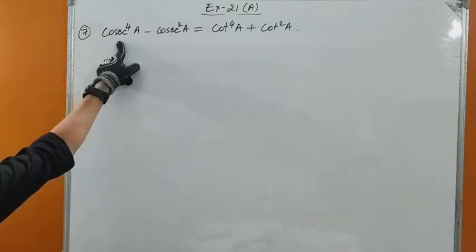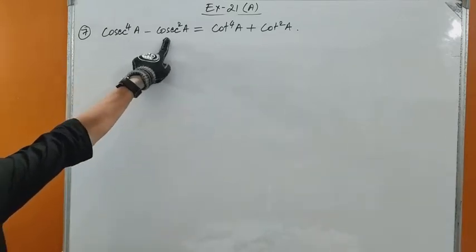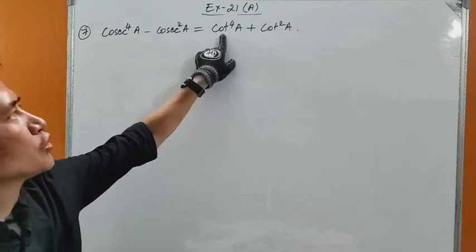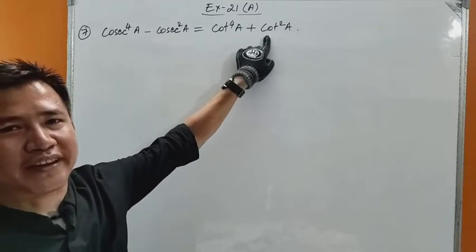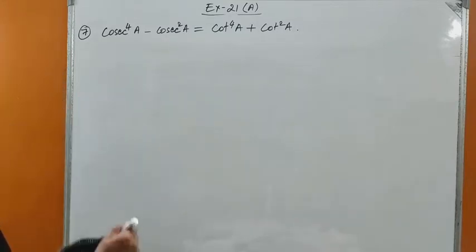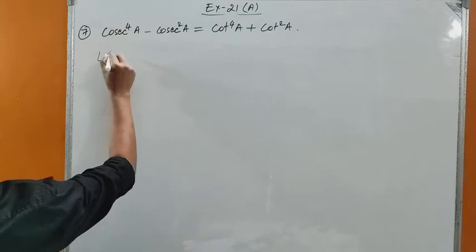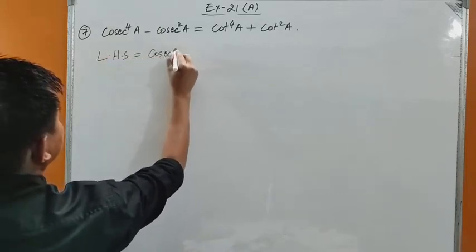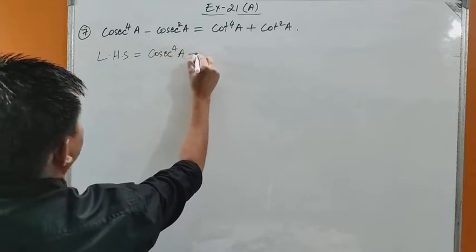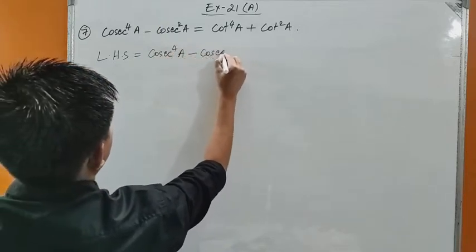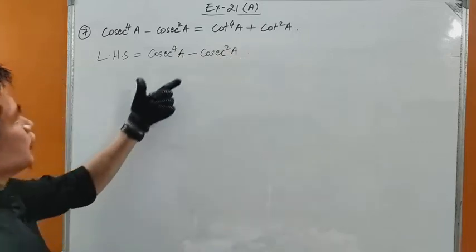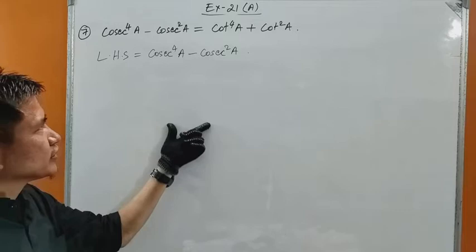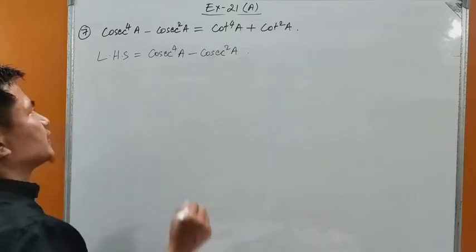In the left hand side, we have cosec to the power 4 A minus cosec square A. We are asked to prove this equals cot to the power 4 A plus cot square A in the right hand side, isn't it? So let's begin. In the left hand side we have cosec to the power 4 A minus cosec square A, and using this we are asked to prove the right hand side, isn't it?